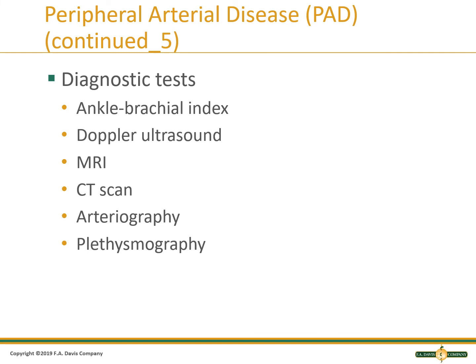A duplex ultrasound measures the velocity of blood flow. MRI and CT scans can give definitive images of blood vessels and degrees of arterial occlusion. Plethysmography and angiography can be used to evaluate arterial flow in lower extremities.